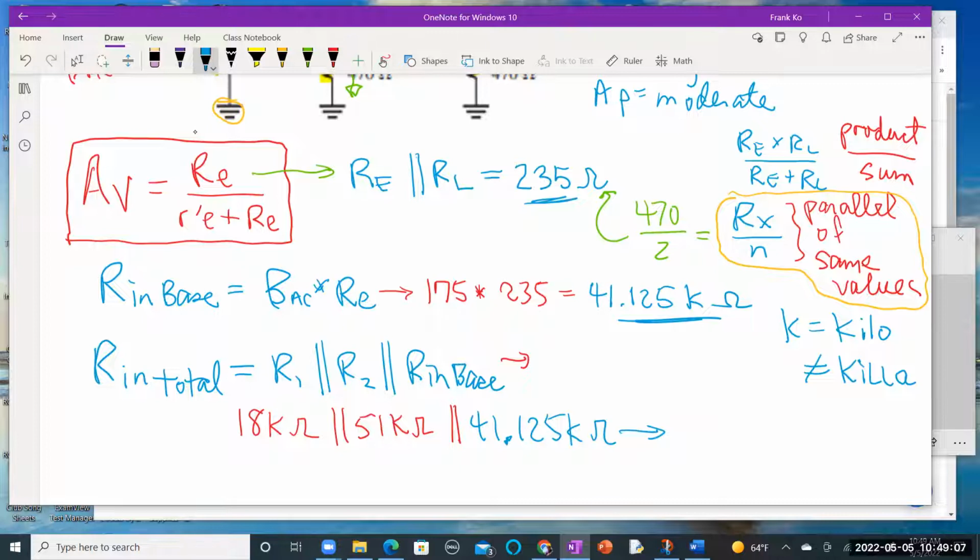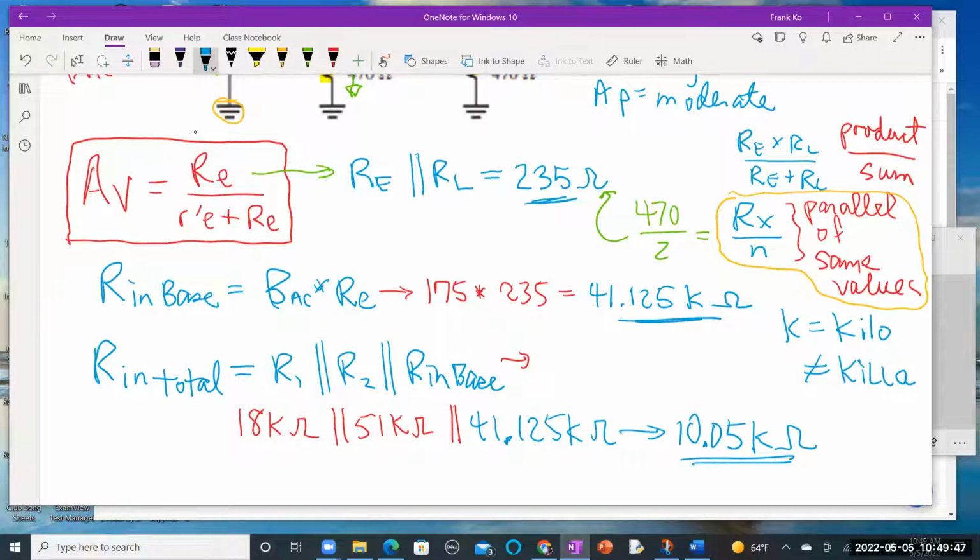You have to hit reciprocal one more time. Whatever number's on your calculator, you needed to hit reciprocal one more time. 10.05. What are the units? Kilo ohms. Yes, that's right. Kilo ohms. Very good. All right, so that's your R in.